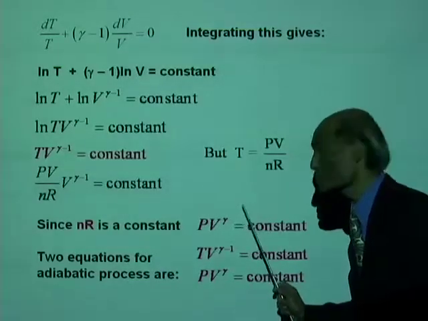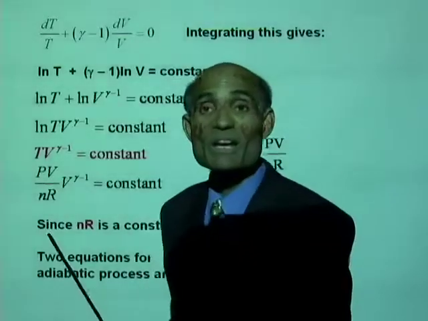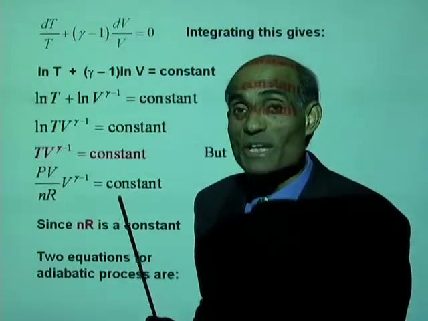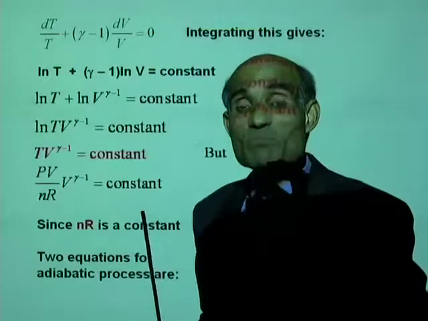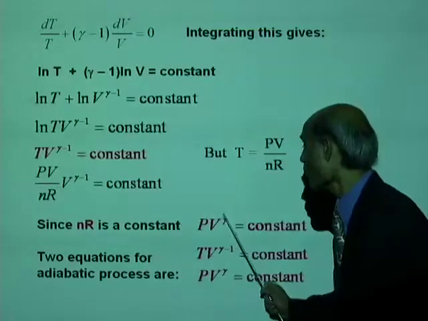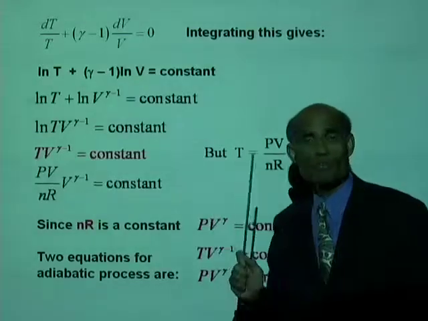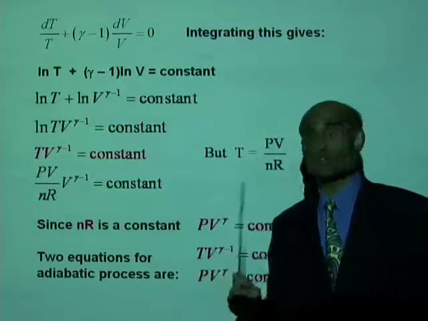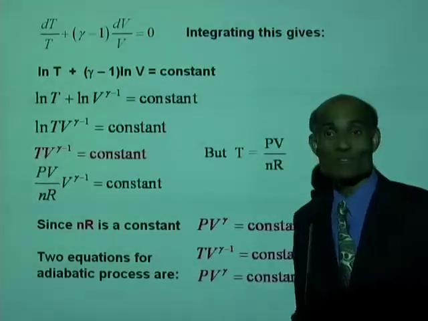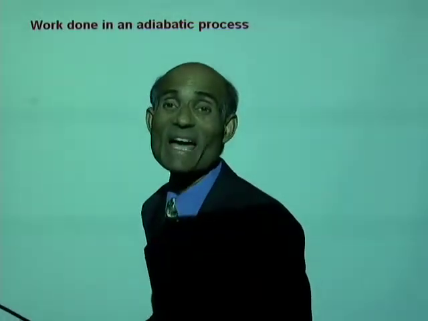Tell me, if you still remember, what does this gamma represent? Gamma is the ratio of heat capacity at constant pressure to the heat capacity at constant volume, Cp over Cv. And what is the value of gamma for a monoatomic gas? The value of gamma for a monoatomic gas is 1.67. What's the value of gamma for a diatomic gas? It is 1.4. Okay, let's now talk about work done in adiabatic process.